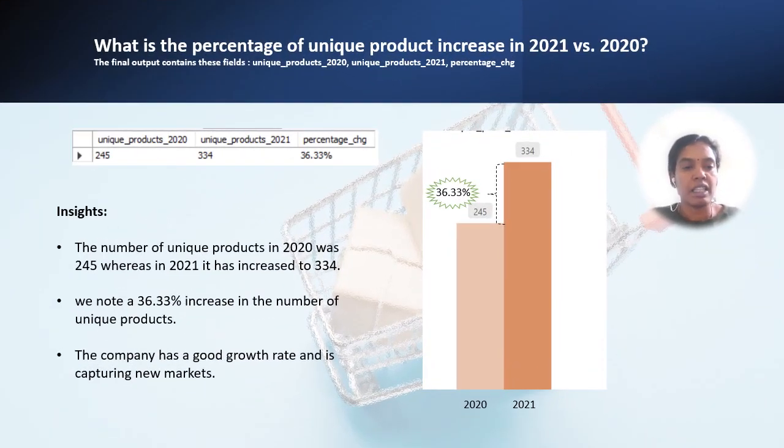It can be seen that the number of unique products increased from 245 to 334 in 1 year, which is a 36.33% increase. This shows that the company has a good growth rate and it is capturing new markets by introducing new products.